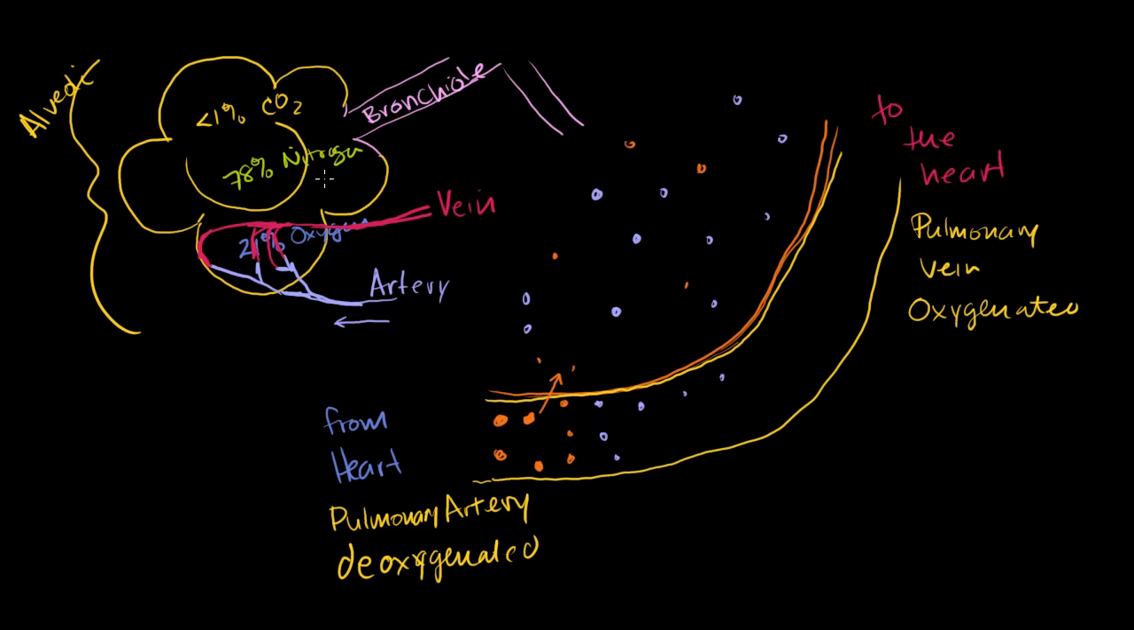What happens to the 78% of nitrogen that's sitting here? So there's just a ton of nitrogen over here. There's just a ton, more than the oxygen and a lot more than the carbon dioxide. What happens to all of these nitrogen molecules? And the answer is nitrogen can diffuse and does diffuse into the blood, but the blood's ability to take in nitrogen isn't that high. And you might say, well, why is oxygen special?